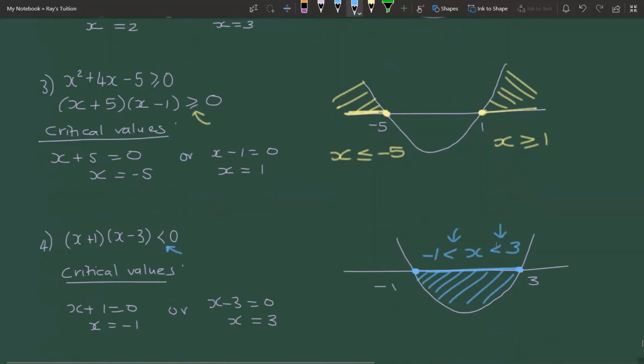If you have understood this video, please move on to the next video. If you have not, please go over the quadratic equations video for more details on how to get the critical values.